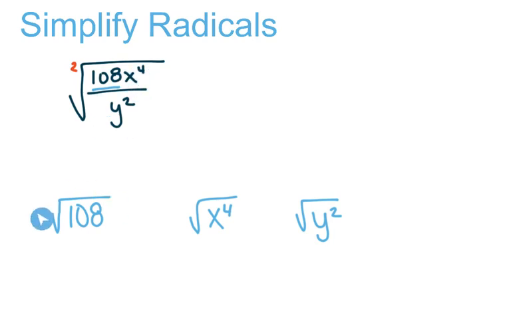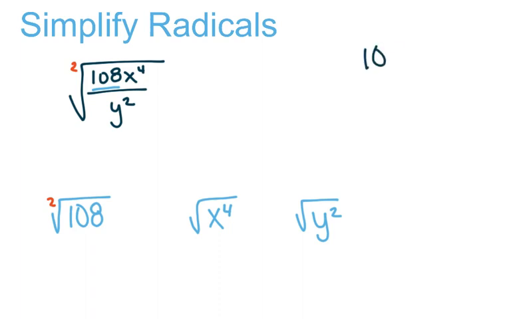So taking a look at the square root of 108, to simplify this, since it's a square root, I need to look for the largest perfect square factor of 108. So I try 1, which is not helpful with simplifying. Then I try 4, and 9, and 16, and 25, and 36, and I keep going until I find the largest perfect square factor.